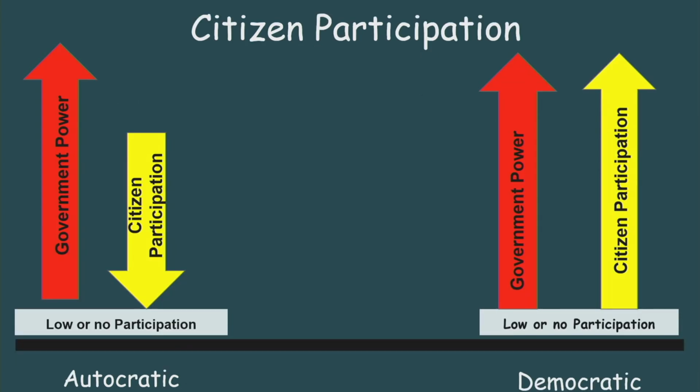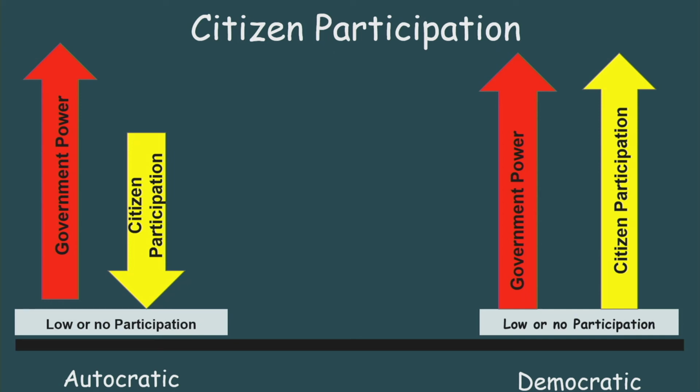So let's look at this chart that's on the screen, citizenship participation. So in an autocratic government, the government power is very, very high. The arrow is almost all the way up, very, very high. The citizen participation is little to none. They don't get to vote, they don't get a say, they don't get any of those things. So the arrows are opposite.